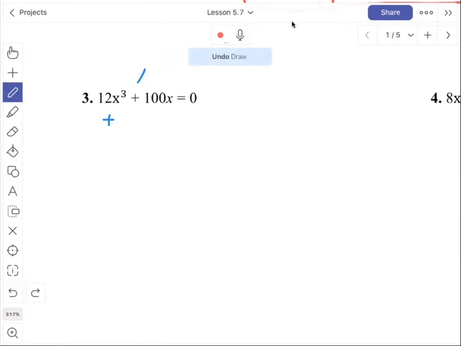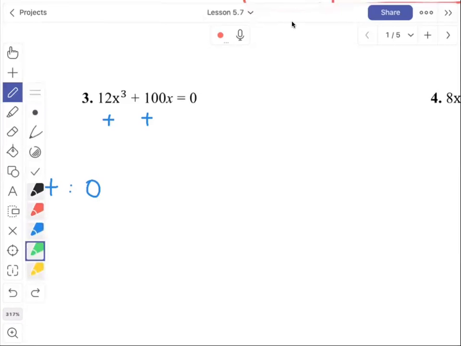And then I have a positive. So I have a positive and a positive. So what this tells me is that in terms of the number of positive real zeros, I have none because I have no sign change here. There's no sign change.